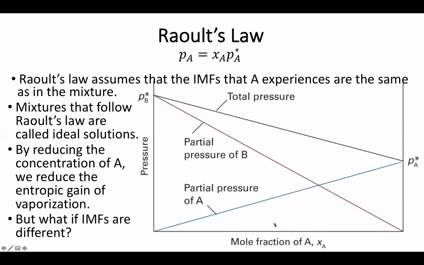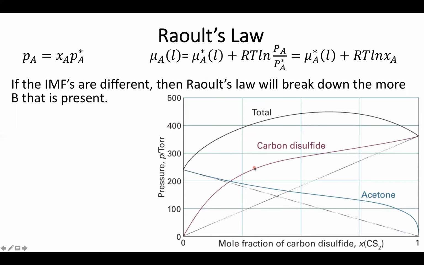What's going to happen if the IMFs are different from A interacting with A or A interacting with B? And this actually ends up turning into quite a tricky little scenario. More or less what ends up happening is the more that the IMFs are different, the more that Raoult's law is going to break down. And it can essentially break down in two ways.